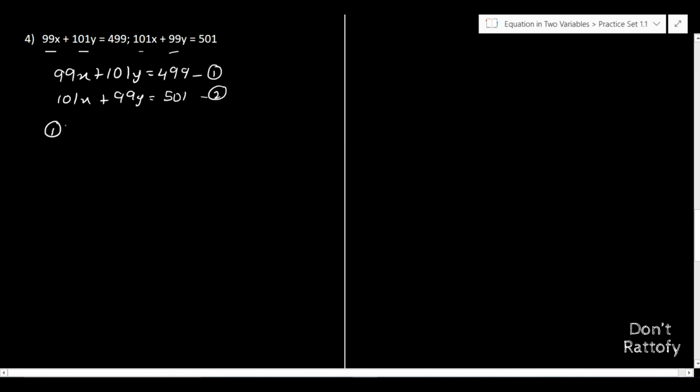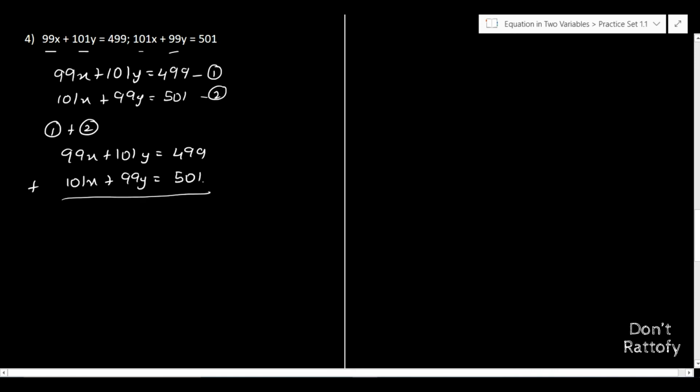Even if there is no elimination by doing this, what I am going to do is add equation 1 and equation 2. If I do so, I will get 99x plus 101y is equal to 499 plus 101x plus 99y is equal to 501. If I add these two, I will get 99 plus 101 is what? 200x plus again 101 plus 99 is what? 200y is equal to 499 plus 501 is 1000.